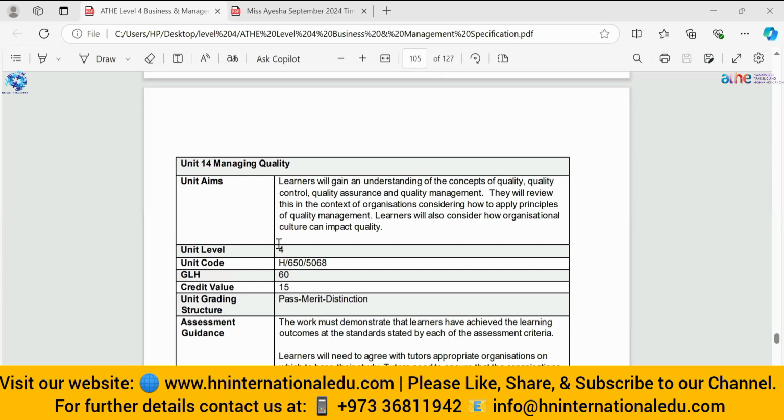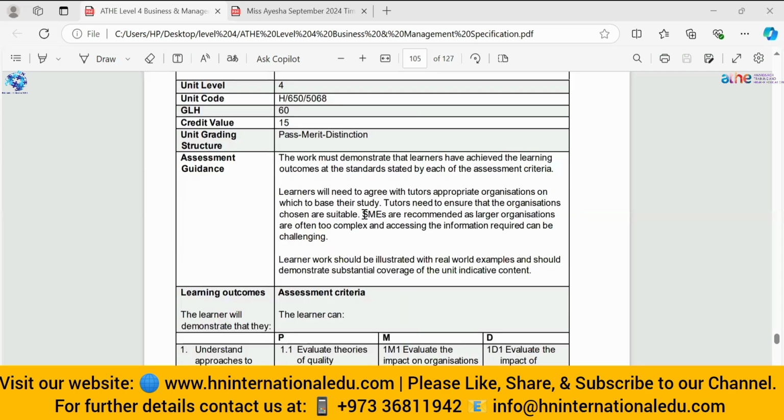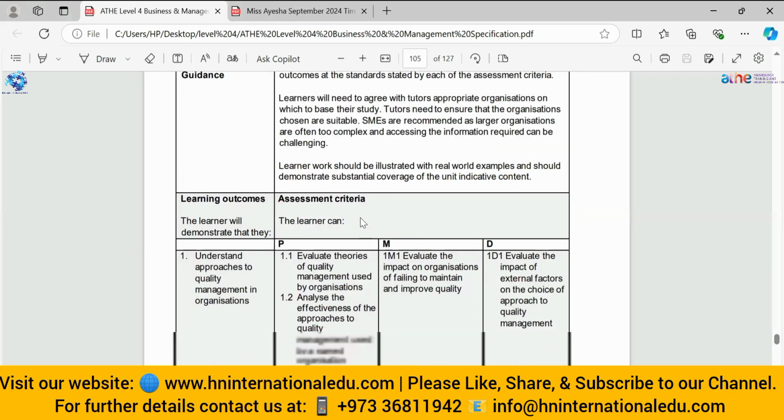We will be watching out for ethnicity, ethics, and culture as well in this topic, in this whole course that is managing quality. With that, you are only allowed to use SMEs no matter what. They are always recommended because even the larger organizations are complex to use, you won't be finding out the weaknesses for them. It is going to be quite challenging for you people. So it's better to stick to small, medium enterprises only.